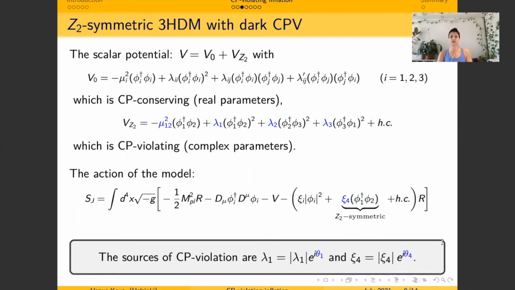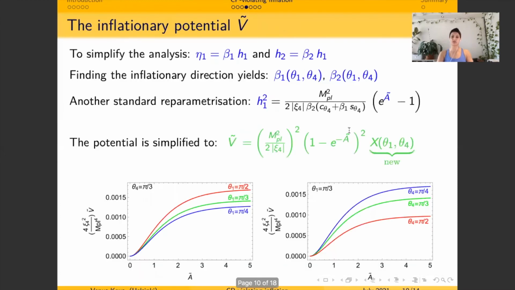So to show you the effects of the CP violation, both in the Higgs potential and in the non-minimal coupling to gravity, I only keep lambda 1, which I write as the modulus of the parameter and a phase theta 1, and xi 4, which again I write as the modulus of xi 4 and a CP violating angle theta 4. So what you will see in the next slides I have tried to parameterize in terms of theta 1 and theta 4. This is not to say that the other parameters cannot be CP violating. It is just that I'm trying to simplify it to show exactly what the effect of the CP violation is.